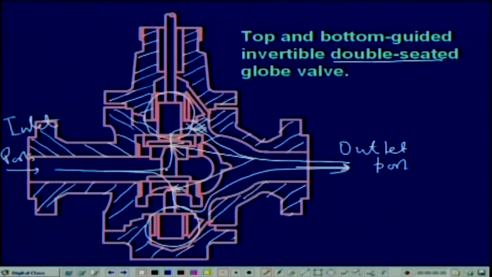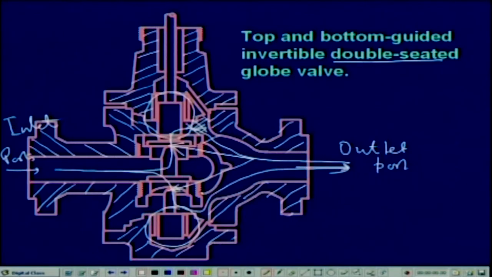One of the advantages of double seating is that the fluid, when it flows through the valve, actually exerts a pressure on this valve mechanism. This is called the stem, and these are called the plugs. These are the plugs.